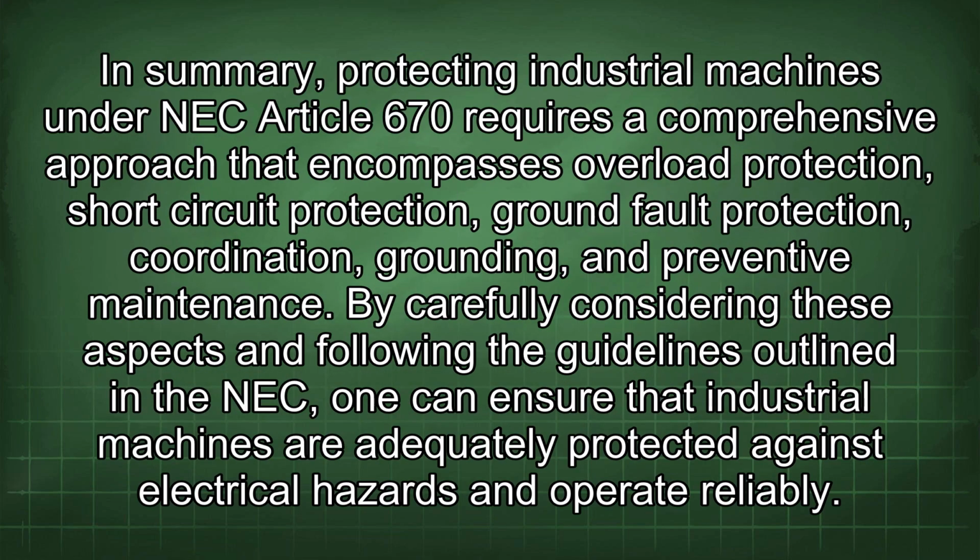In summary, protecting industrial machines under NEC Article 670 requires a comprehensive approach that encompasses overload protection, short-circuit protection, ground fault protection, coordination, grounding, and preventive maintenance. By carefully considering these aspects and following the guidelines outlined in the NEC, one can ensure that industrial machines are adequately protected against electrical hazards and operate reliably.